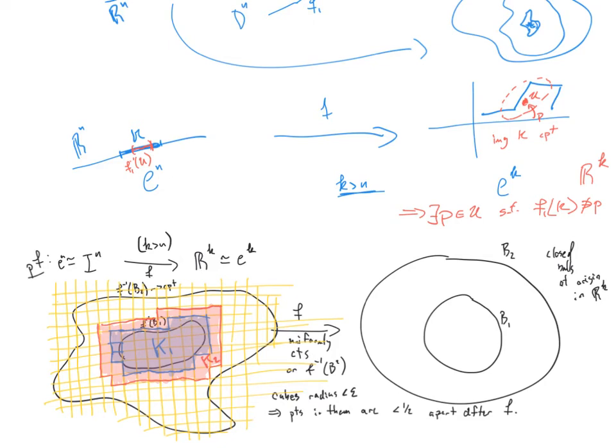So we can pick epsilon tiny enough so that we get this subdivision. So what we have is the following series of inclusions. We've got F inverse of B2, and inside of it, but not equal, is K2, which contains, not equal, K1, which contains, and also is not equal to, F inverse of B1.